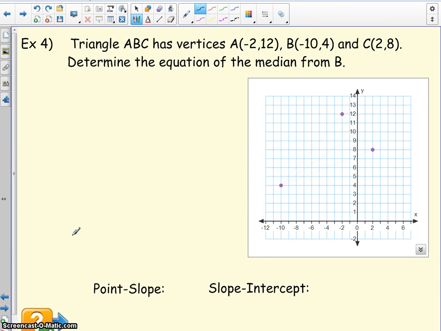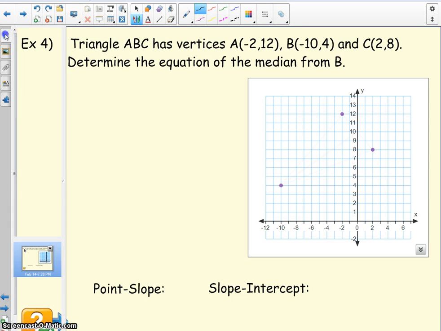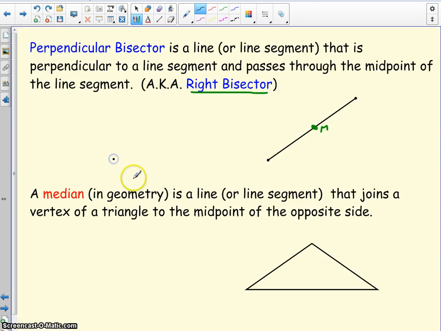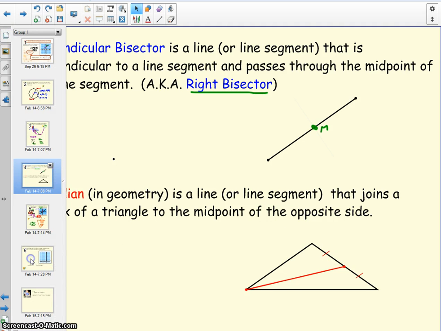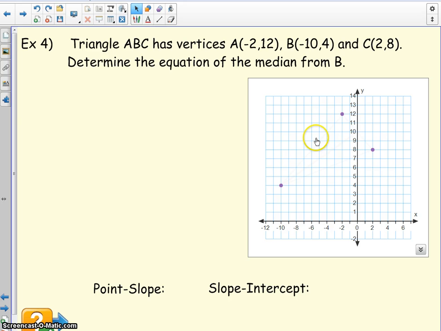So last example, I'm giving you a triangle. It has vertices at (-2, 12), (-10, 4), and (2, 8). We want to find the equation of the median from B. So remind yourself what the median is in a triangle. It's a line that goes from the vertex of a triangle, so a corner essentially, to the midpoint of the opposite side. So what I would recommend doing is drawing in your points on a Cartesian plane and completing your triangle so you know what it looks like.